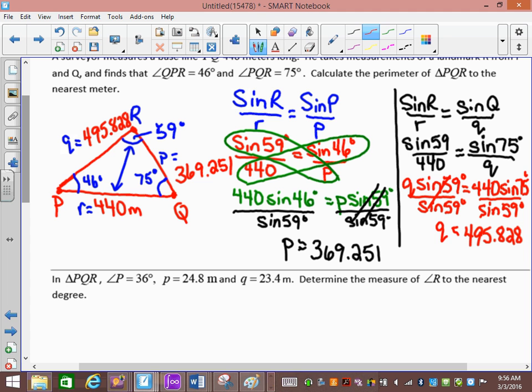Now the perimeter is just adding up those three sides. So the perimeter is 495.828 plus 440 plus 369.251. To the nearest meter, it's 1,305 meters.